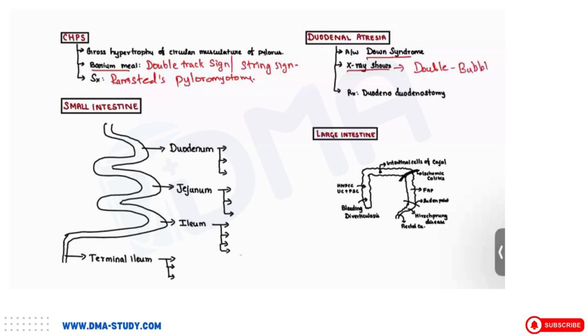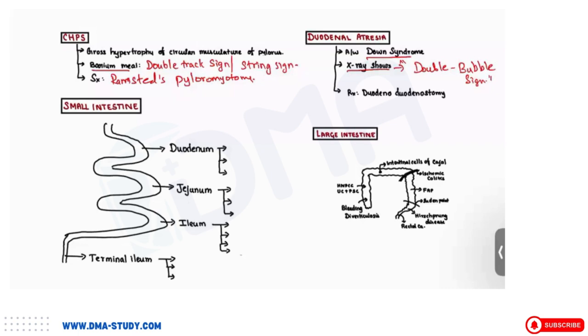Single bubble sign is seen in esophageal atresia or upper gastric atresia, double bubble in duodenal atresia, and triple bubble in jejunal atresia. Treatment is duodenostomy. Okay, so this is all about the stomach.